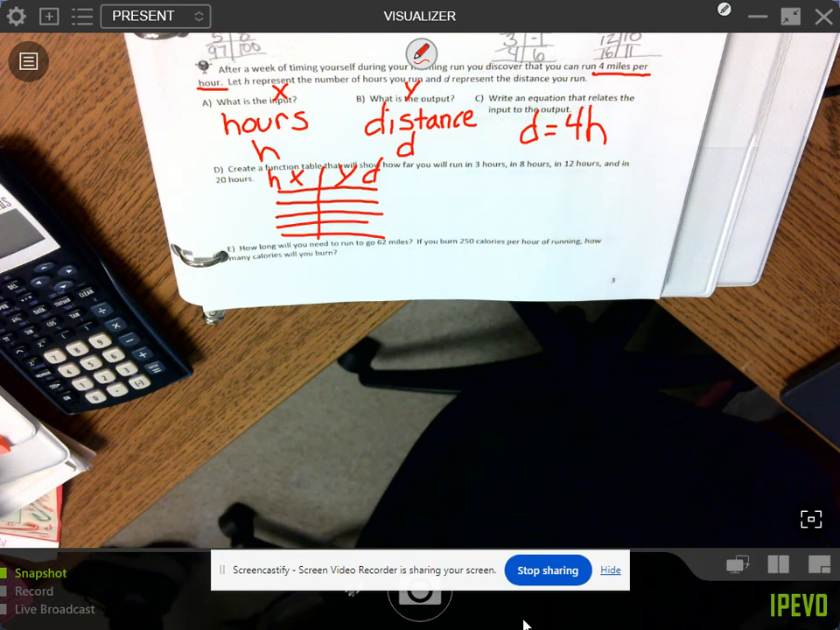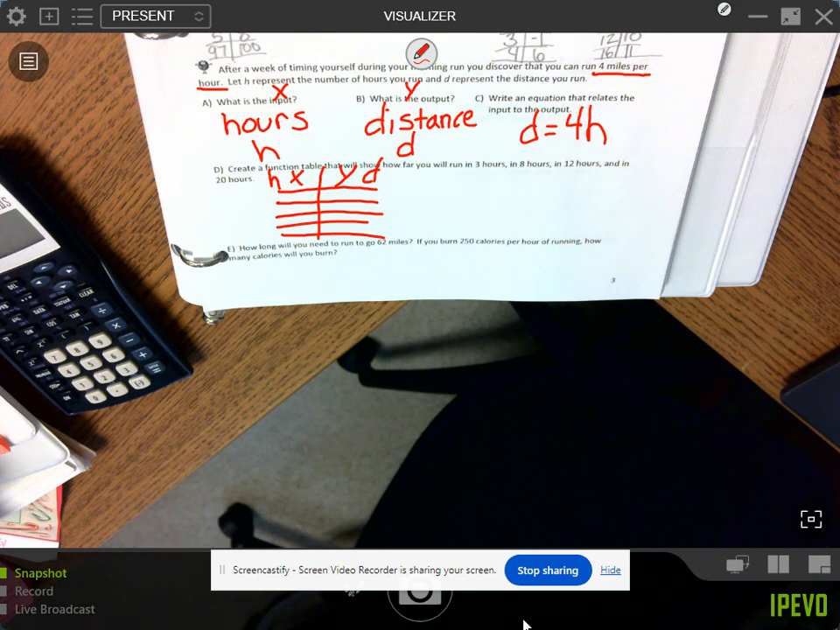I have 4 different things I'm doing. What am I going to use as my first input? Grace? 3. It's telling us what our input has to be. So I'm going to put a 3 in first. If I run for 3 hours, what will my distance be, Henry? 12, because 3 times 4 gives me 12. What's my second input? Christian? 8. I have to use the inputs they're giving me. I don't get to choose this time.